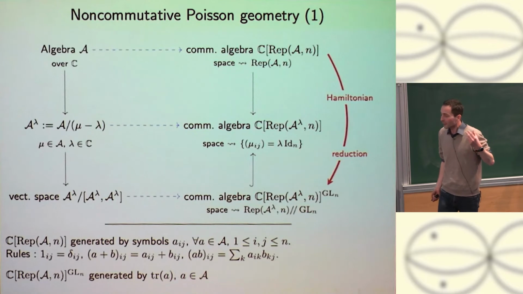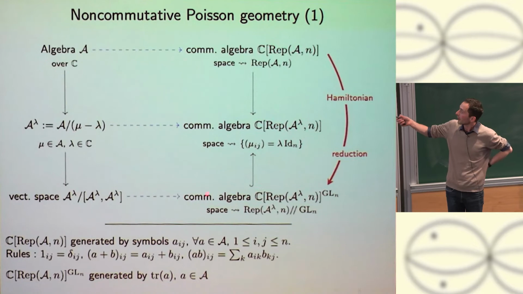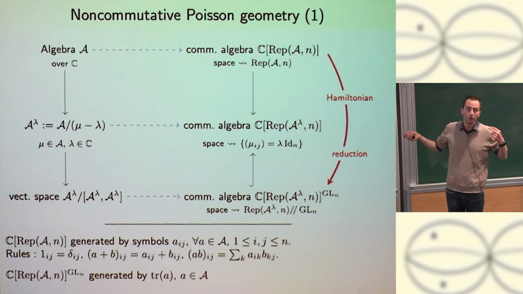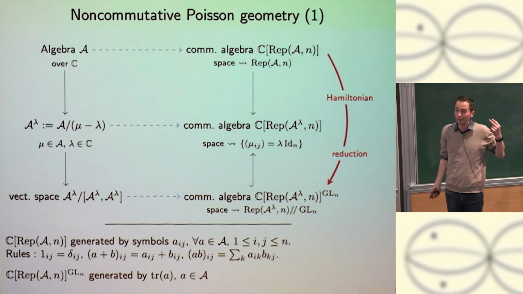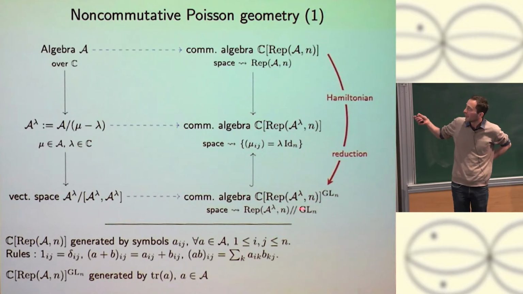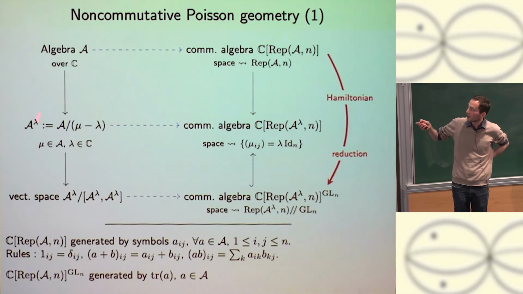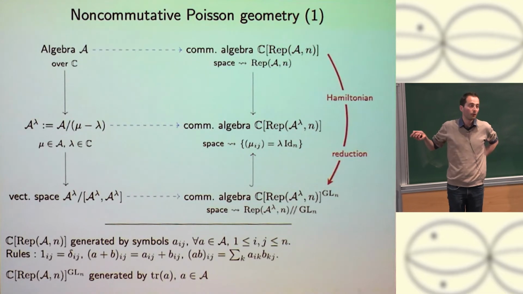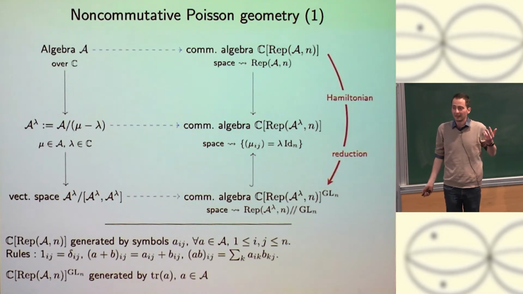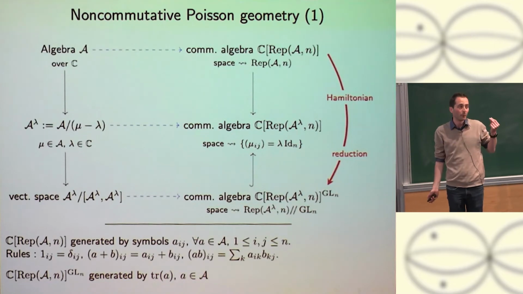And then the last step will be to say, what's the analog of the reduced space, when you are looking at this GL_n quotient, or if you think in terms of algebra of functions, just the invariant functions there. Well, the idea is that you will understand that algebra in terms of a vector space this time, a vector space obtained by taking this quotient algebra and identifying commutators to zero.